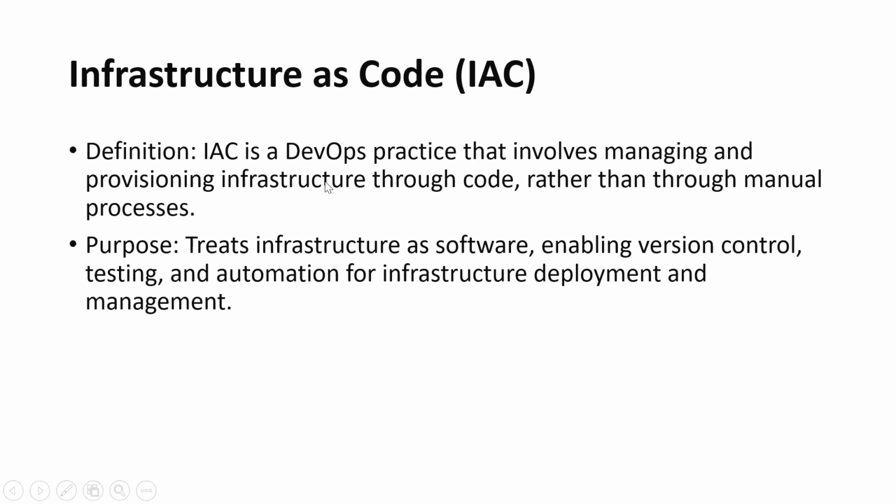Now it is looking at your definition, it is clearly saying you have IAC as a DevOps practice that involves managing and provisioning of your infrastructure, which is your resources through code. So that code you can write it in multiple languages that we will see as we go along, rather than manual process. And the purpose is similar to your applications or softwares. You are just treating your infrastructure also as a software, and you are just enabling your version control, testing, automation, whatnot. You can do whatever you do with your applications basically.